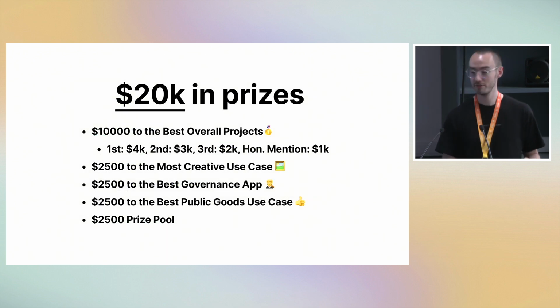So we have $20,000 in prizes overall. $10,000 of that goes to the 4 best overall projects. So $4,000 to first place, $3,000 to second, $2,000 to third, and $1,000 to an honorable mention. We have $2,500 each for the most creative use case, the best governance app, and the best public goods use case. And then a $2,500 prize pool.